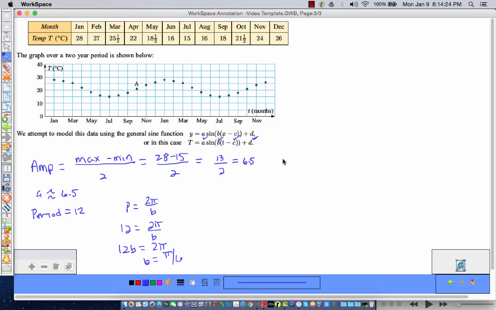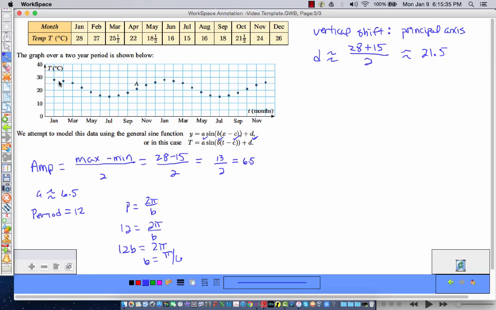Let's take a look at D real quick, and then we'll worry about C. D is the vertical shift, right? And remember, the vertical shift is the same thing as the equation of the principal axis. It's midway between the maximum and the minimum, so it's the average of the maximum and the minimum. Do not get that confused with finding the amplitude. So D is going to be approximately equal to 28 plus 15, all divided by 2, which gives me about 21.5. If you look at this graph and think about 21.5 going through, you can see that it splits it in half almost.